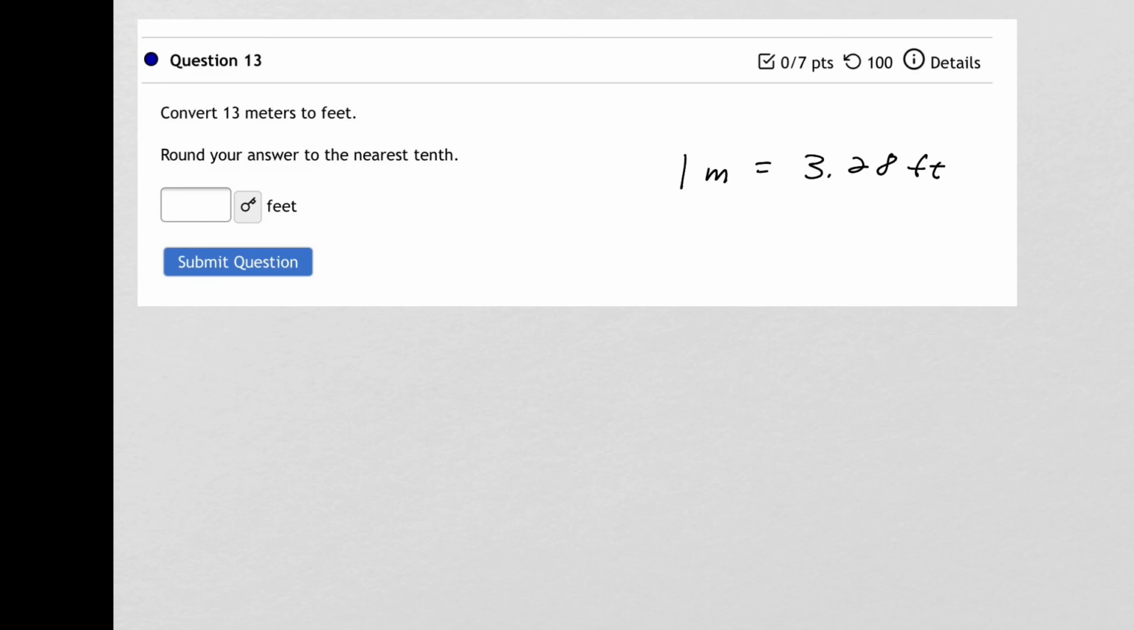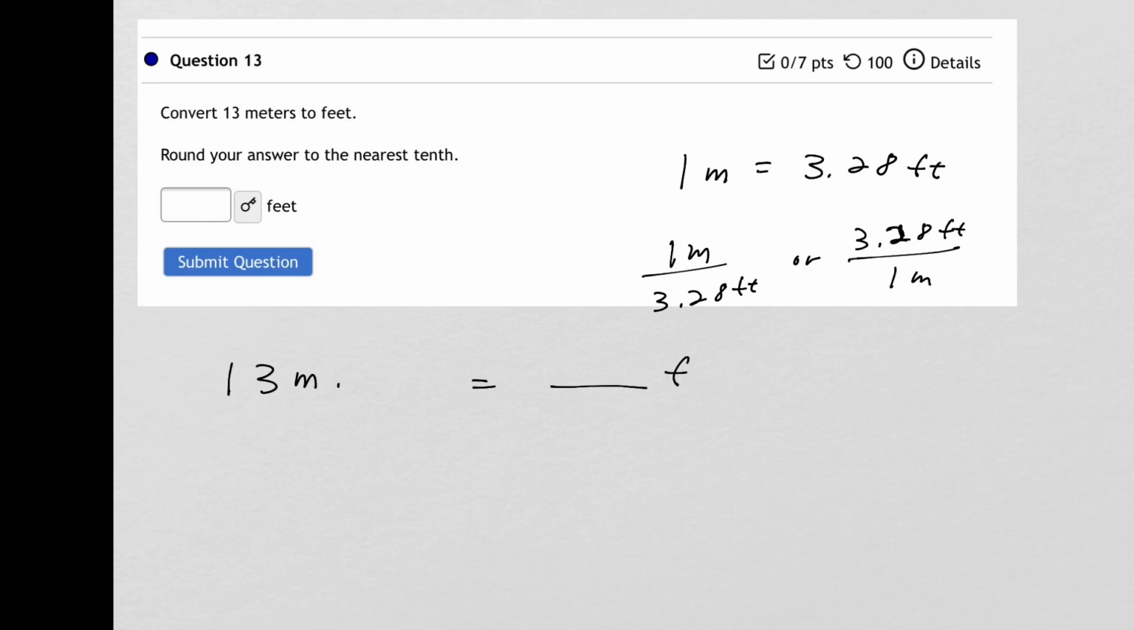Okay, so again, I can write my unit conversion factors as either 1 meter over 3.28 feet or 3.28 feet over 1 meter. Which one do I use? Well, I'm starting with meters, and I want to end up with feet, right, as my units. So I want meters to cancel. So meters has to be in the denominator. So I guess this is going to be 3.28 feet over 1 meter. Meters will cancel, and I'll end up with feet. So I just need to multiply this out.